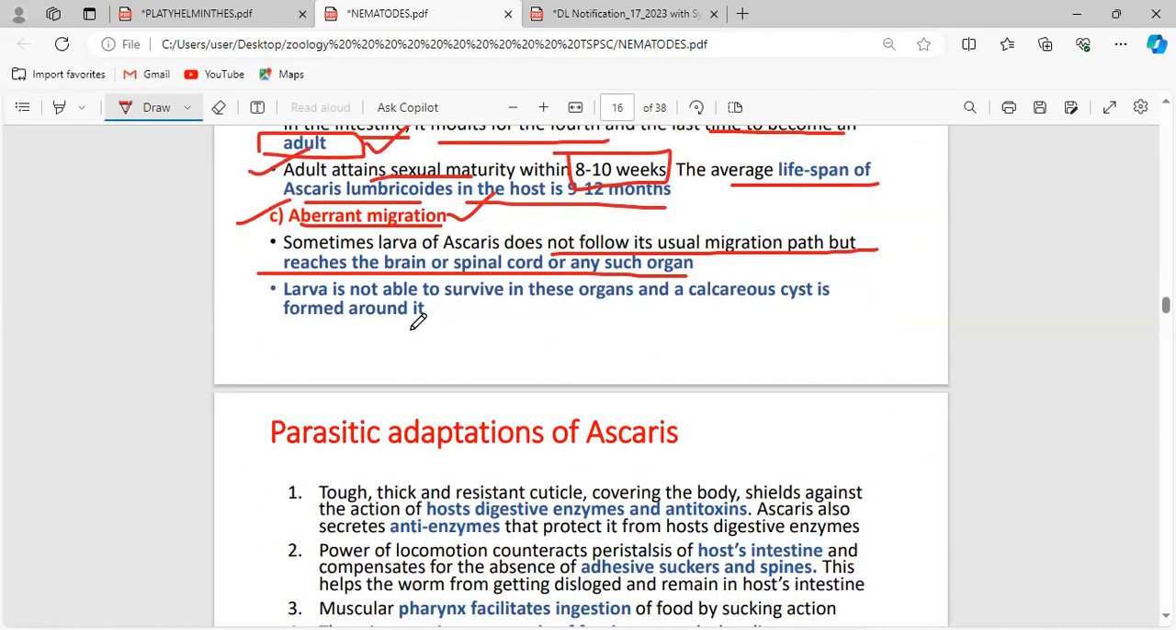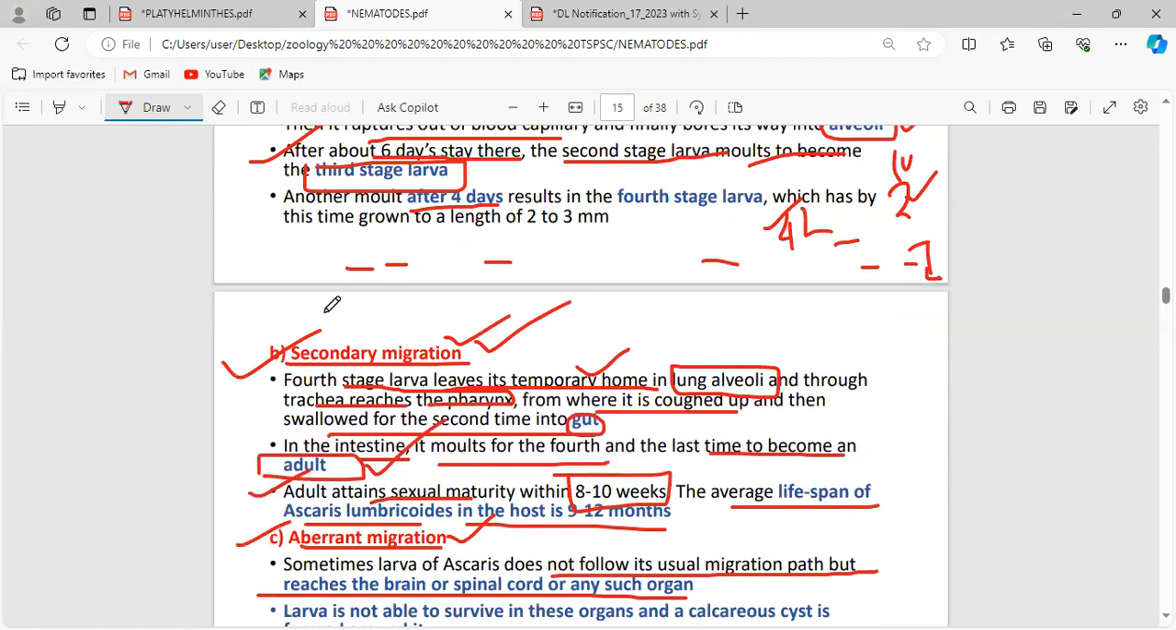But what is aberrant migration? See, as I have mentioned, from the intestine they are going to reach the liver, after the liver, the heart, after the heart, the lungs, and after the lungs, the alveoli. From the alveoli, again, it is going to reach the intestine. This is the usual migration path followed by this particular parasite, that is Ascaris.